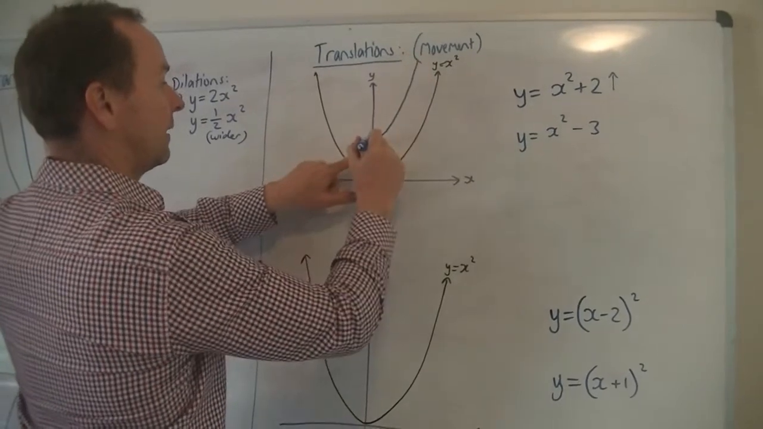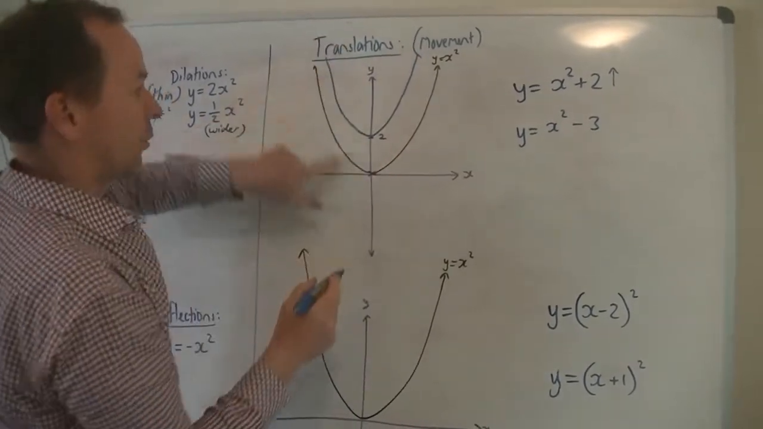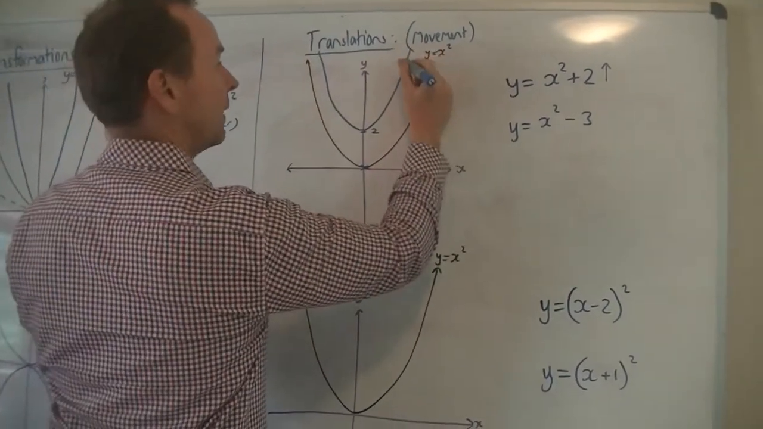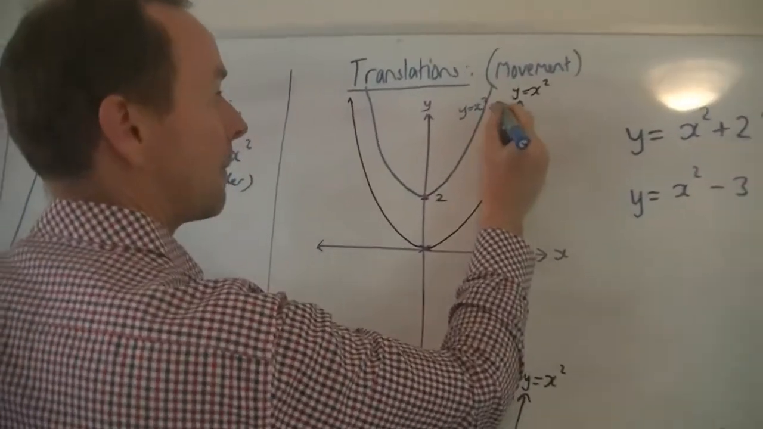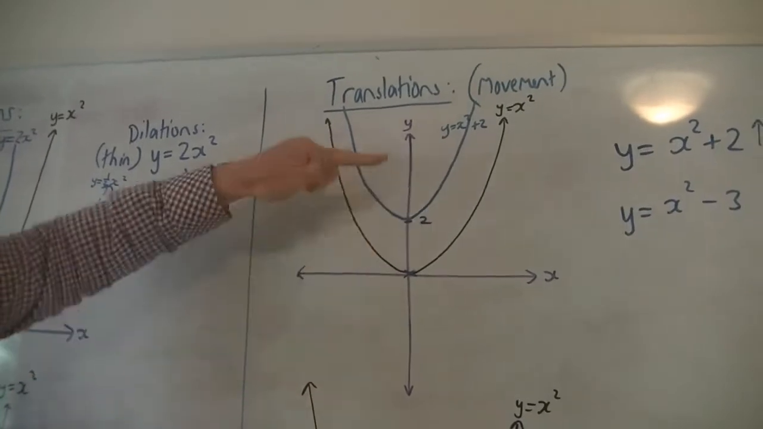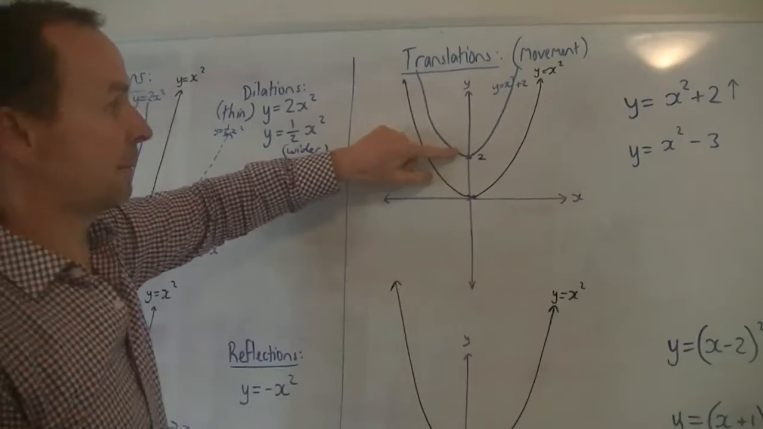And we put the exact same graph like that. So this one here is, where do I write it? So it's y equals x squared plus 2. So all you do is move that equation up 2.